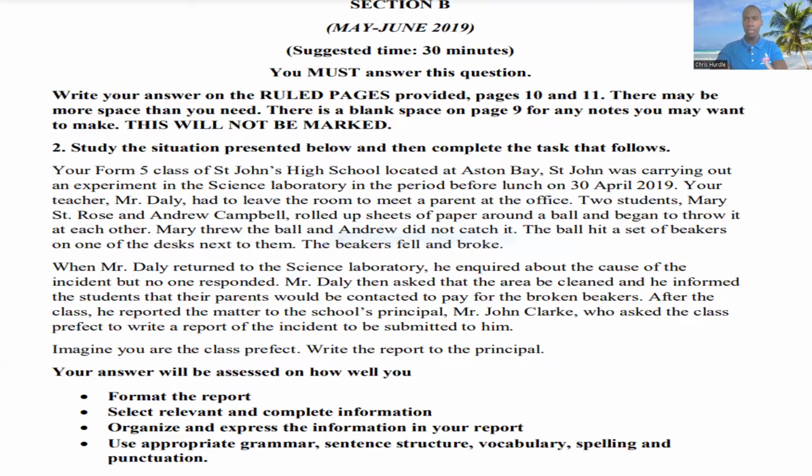Now, let's actually see an example of a report, right? So study the situation presented below and then complete the task that follows. Your Form 5 class of St. John's High School located at Aston Bay, St. John, was carrying out an experiment in the science laboratory in the period before lunch on 30th of April 2019.